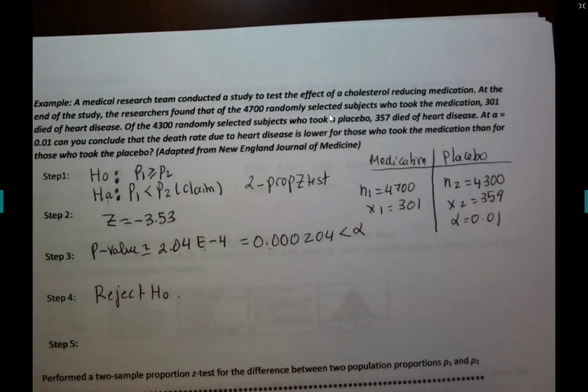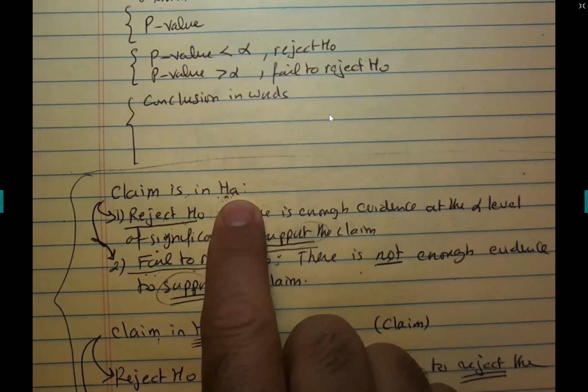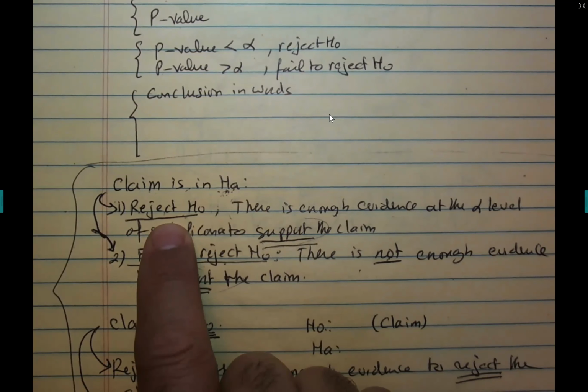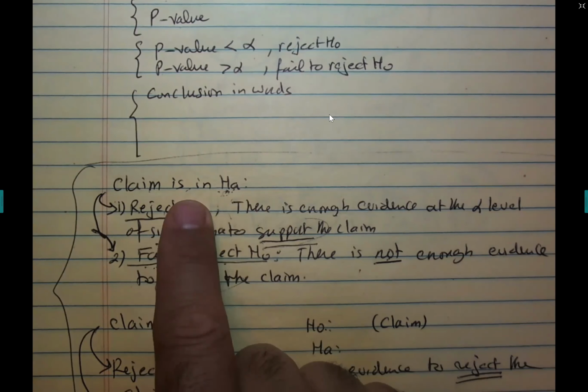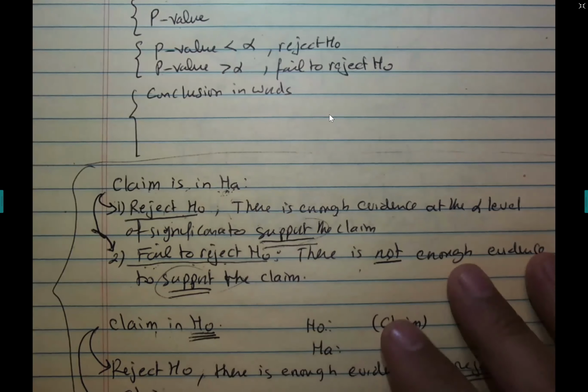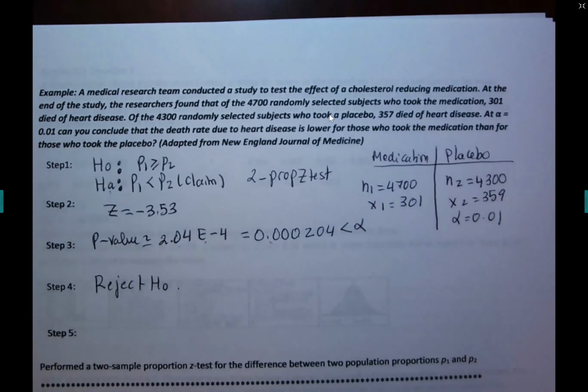Okay, back to my yellow sheet. That should become your favorite sheet until you're done with this course. The claim is in HA and you reject H0. Well, you reject the first one and the claim happened to be in the second, then you support the claim. There is enough evidence to support the claim. I'll write it down.